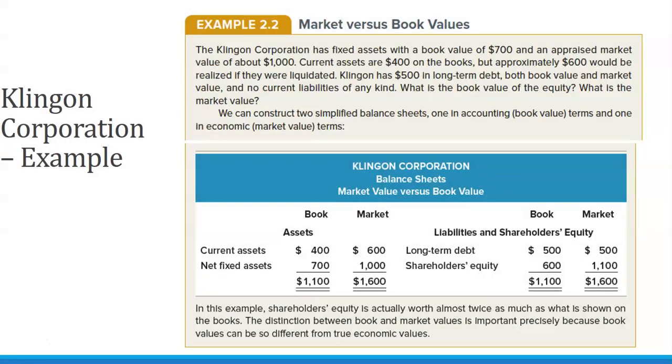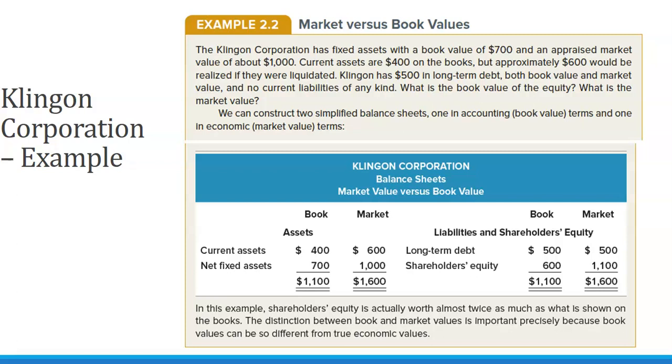This is an example of market value versus book values. We have a book value of $700 for our fixed or long-term assets and an appraised market value of those assets of $1,000. Current assets are $400, but approximately $600 would be realized if they were liquidated. We have $500 in long-term debt, both book value and market value, and no current liabilities of any kind. So what is the book value of the equity and what is the market value?